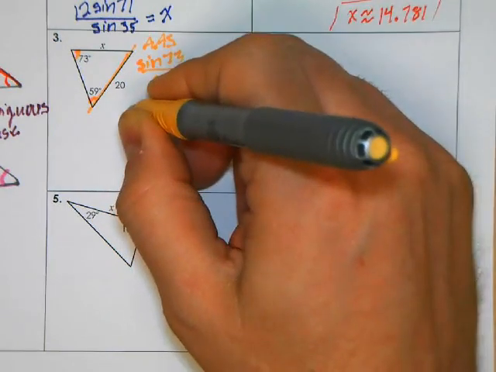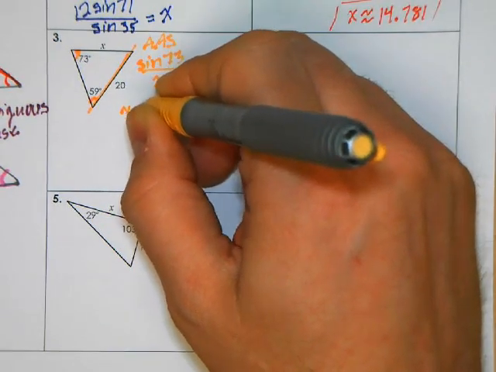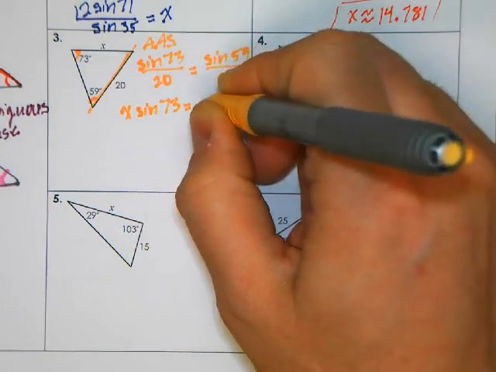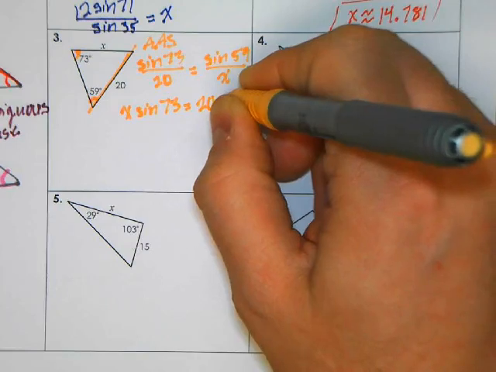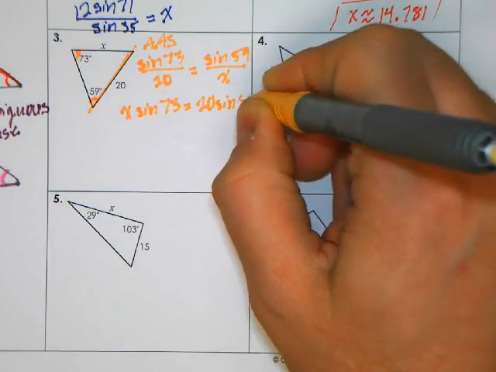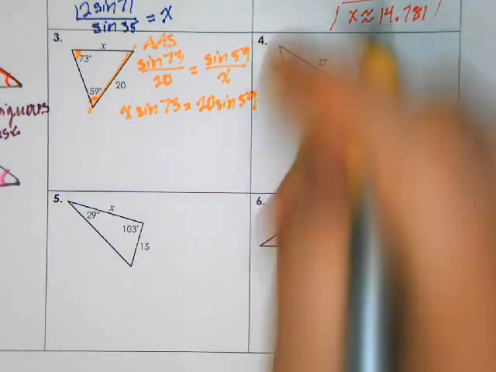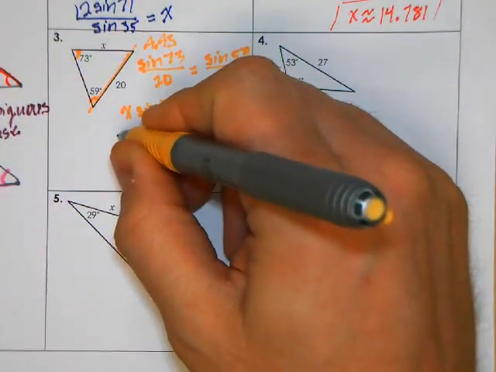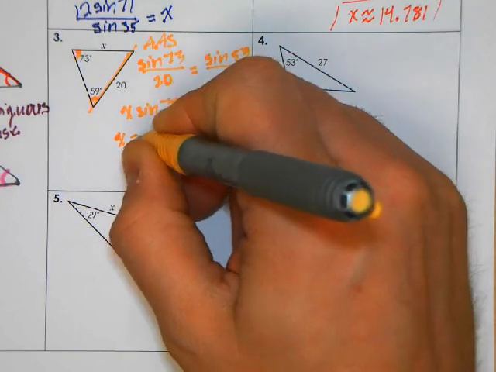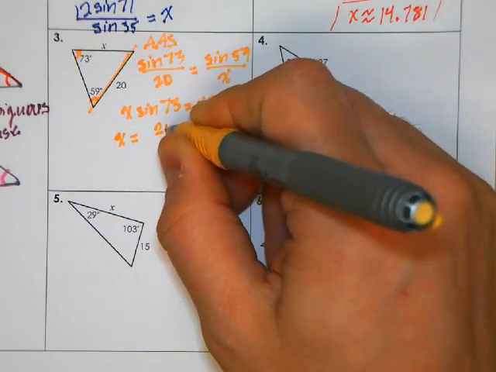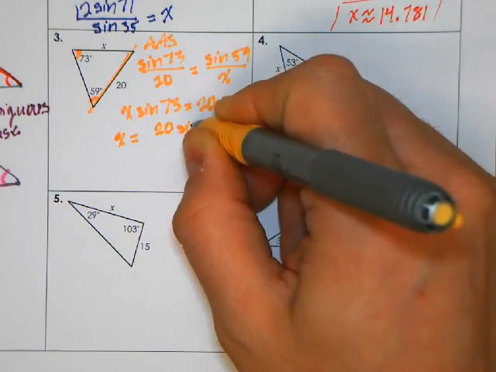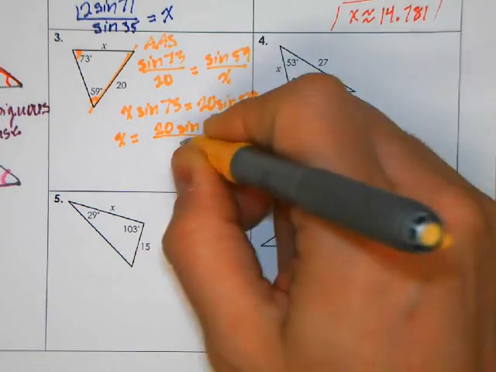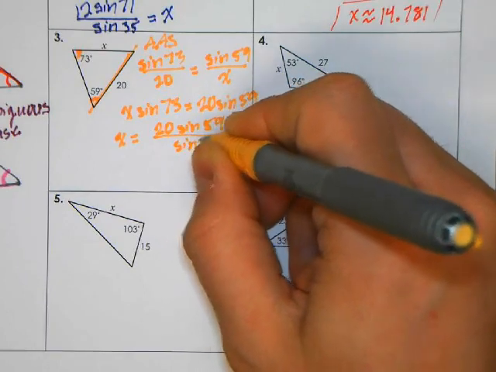So cross multiply, and I'm going to get x times the sine of 73 to be equal to 20 times the sine of 59. Divide both sides by the sine of 73, and I'm going to get x to be equal to 20 times the sine of 59 divided by the sine of 73.